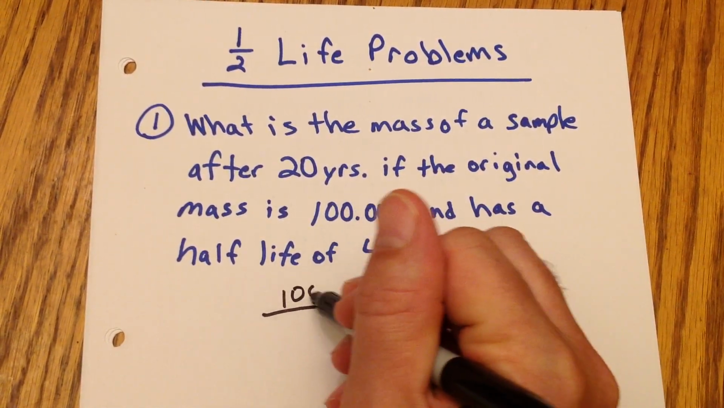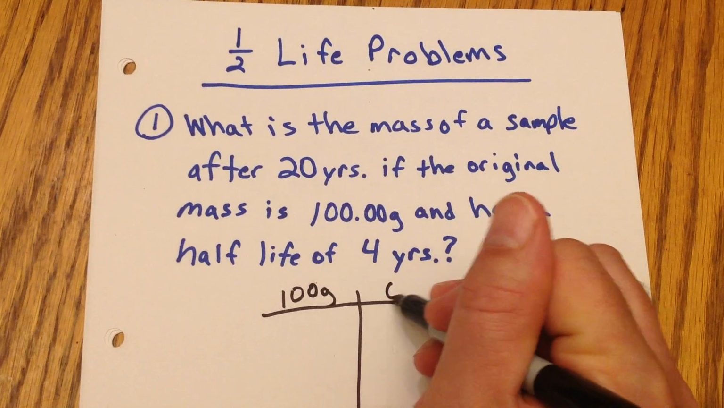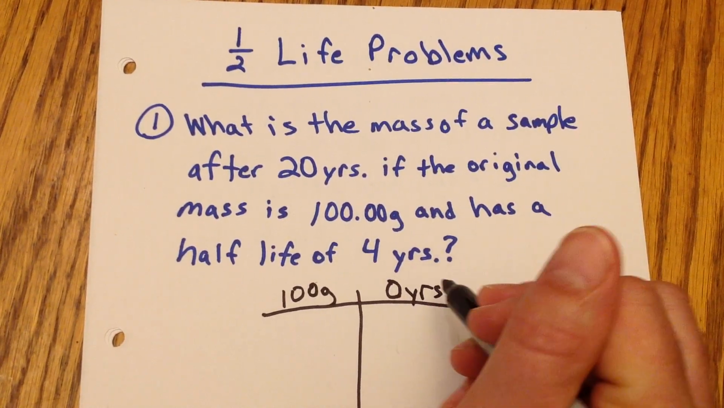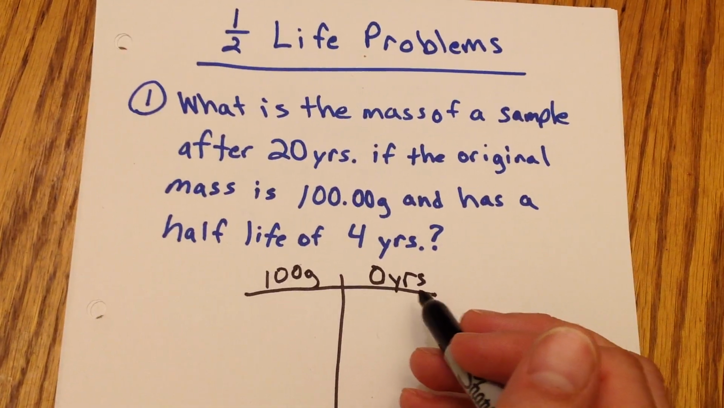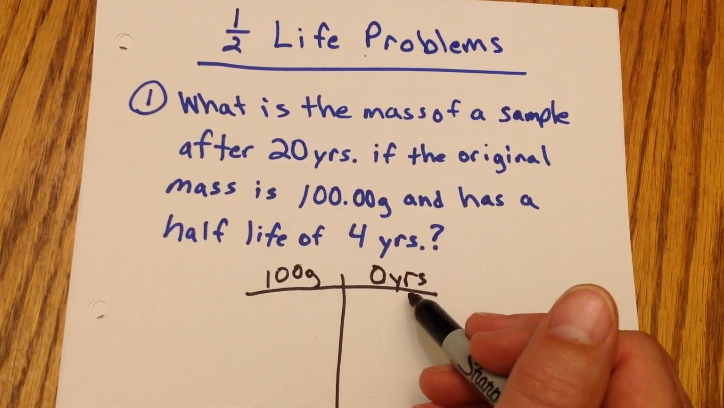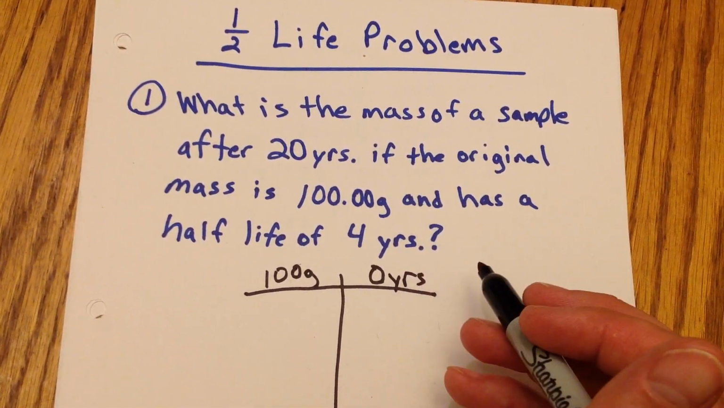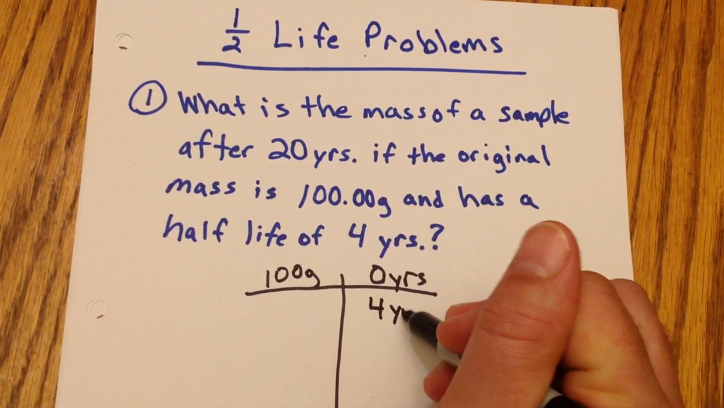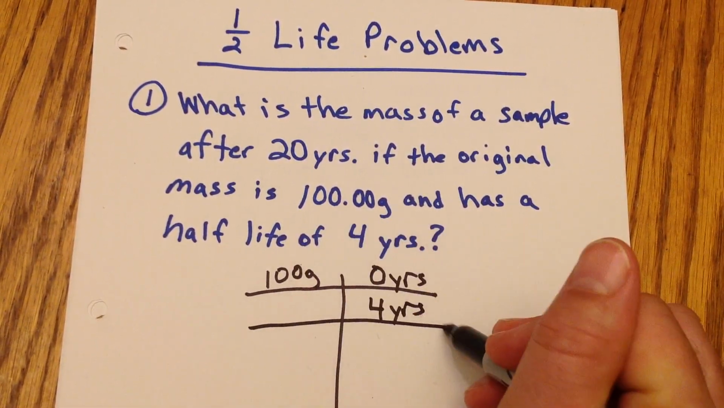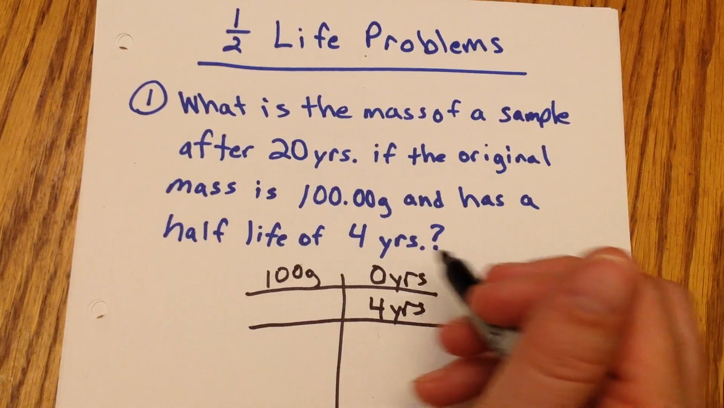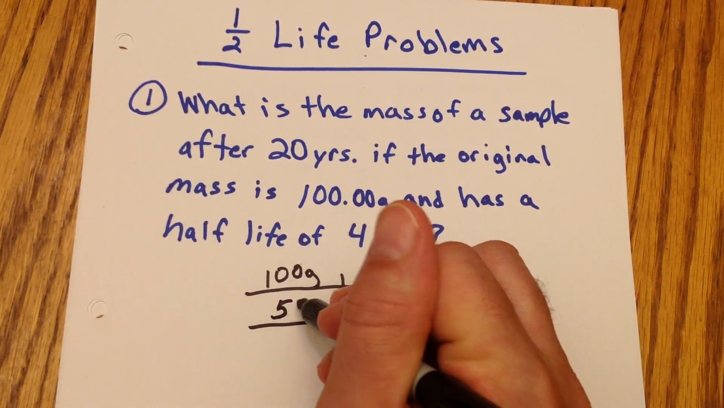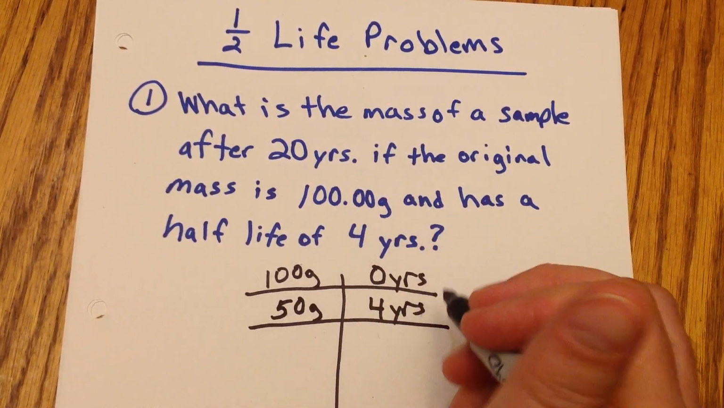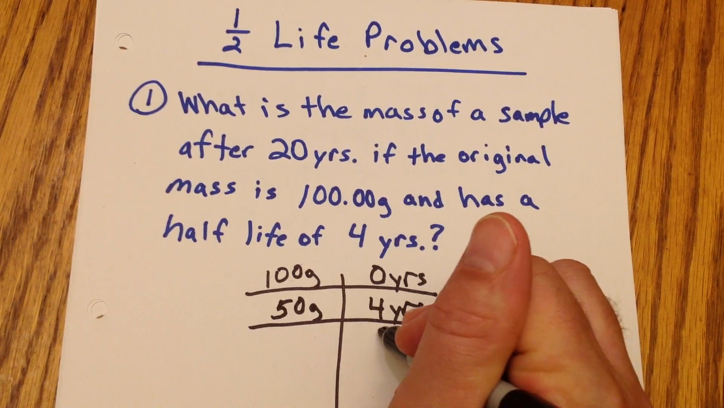So you want to start with 100 grams and 0 years. So at the beginning, there is exactly 100 grams and you've had no time pass. So what happens in 4 years? Well, the definition of half-life, you have half the sample. So that would make this 50. That's pretty easy. So let's do it again.